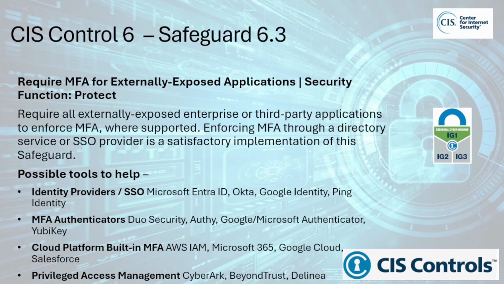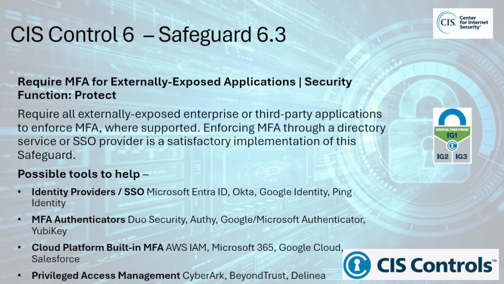Safeguard 6.3, require MFA for externally exposed applications. Comes under the Protect Security function and is within Implementation Group 1. The safeguard requires organizations to implement multi-factor authentication, or MFA, for all users accessing externally facing applications such as web portals or cloud services.